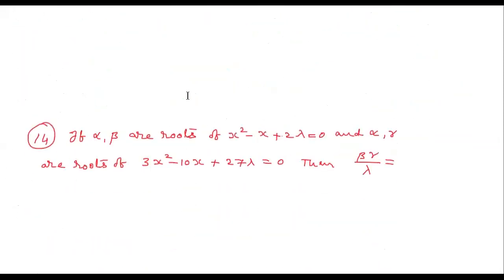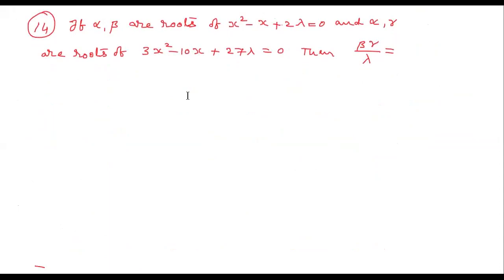Next I will go for another problem. This is quadratic equation related. Alpha, beta are roots of the equation and alpha, gamma are roots of the equation. Here alpha is a common root of both the equations. Substitute alpha: alpha square minus alpha plus 2 lambda is equal to 0. Substitute in the second equation: 3 alpha square minus 10 alpha plus 27 lambda is equal to 0.